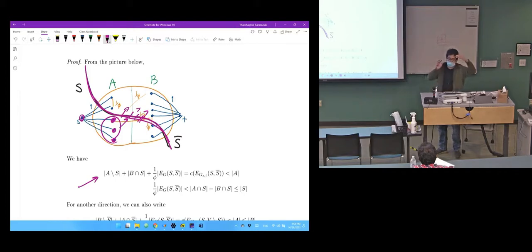There are this many units of flow, A intersect S units of flow, that should be sent outside, but it cannot be sent because there are too few edges. So that's why it should be a sparse cut. Now let's do algebra and see that this is really the case.